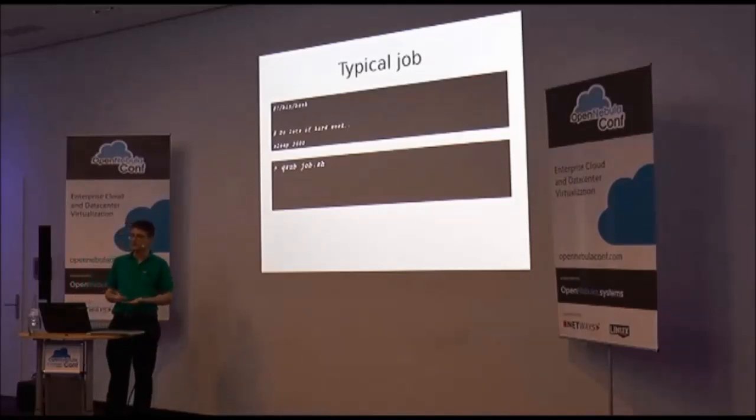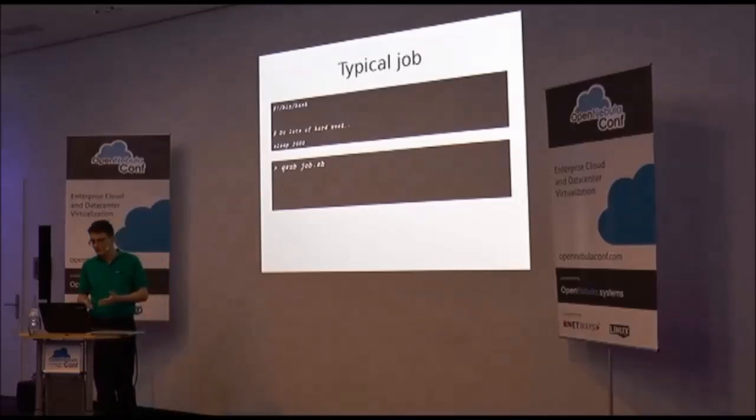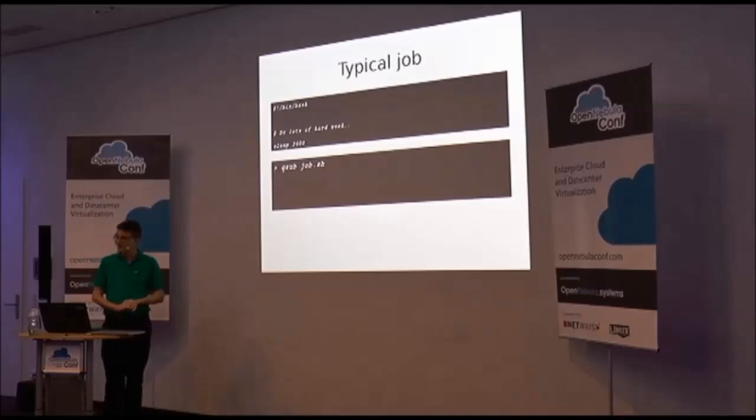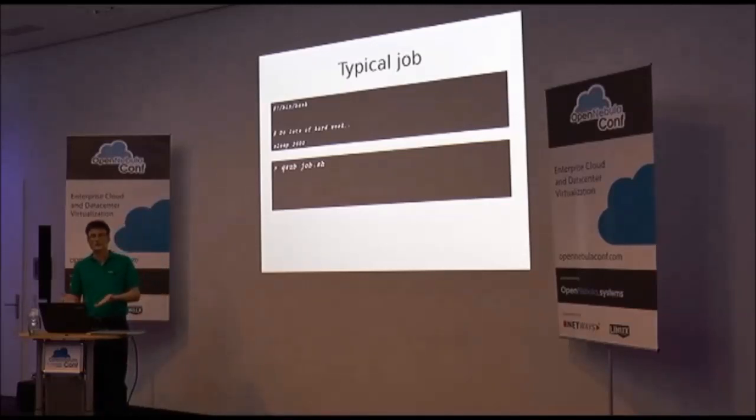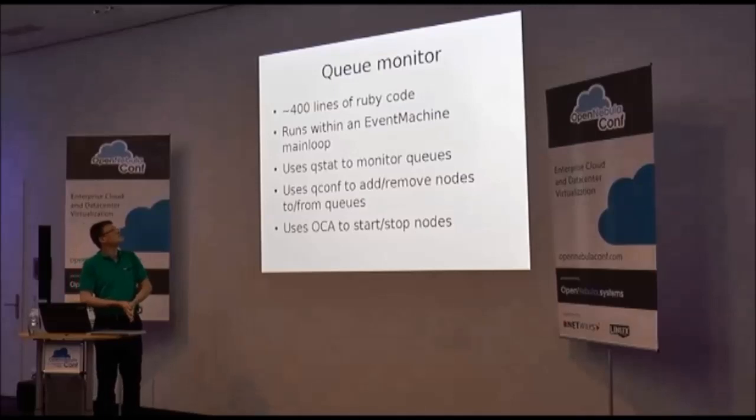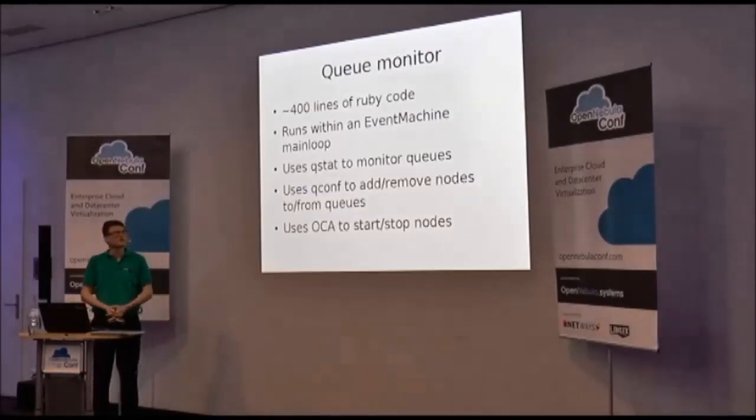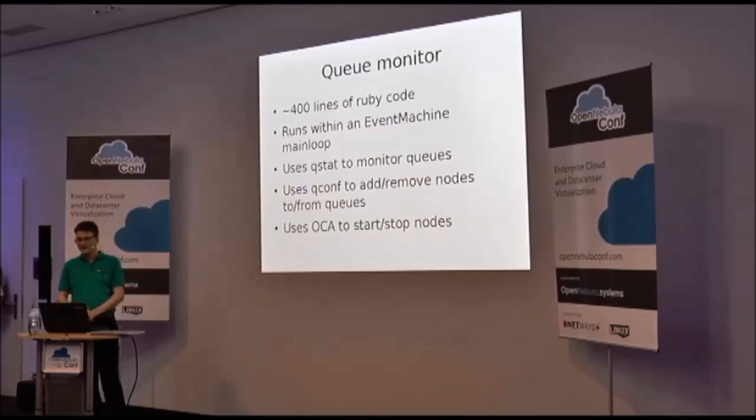And if you have a lot of jobs, they fill up a queue. If you have more jobs than the system can handle, then the queue becomes bigger, and you have jobs in the queue that are waiting. So that's what I look at if I want to scale. If I want to determine if I need more nodes, then I just look at the queue. I wrote this queue monitor. It's about 400 lines of Ruby code, and it runs within an EventMachine main loop.